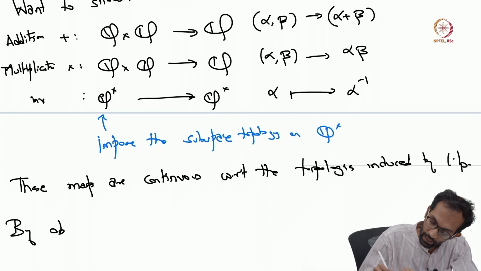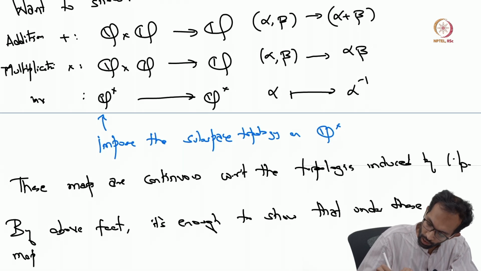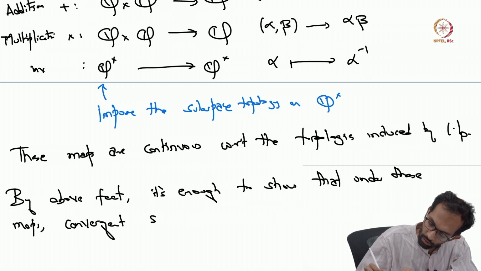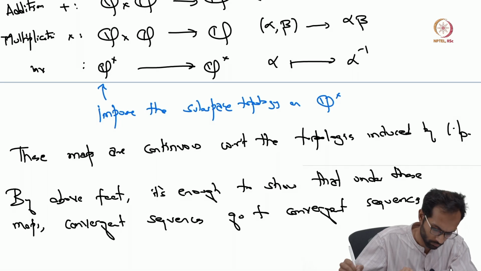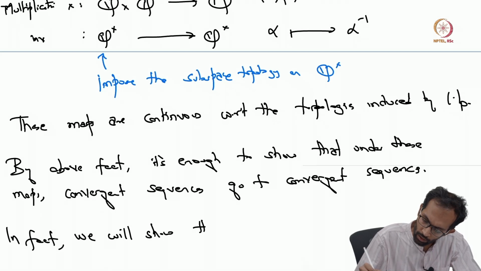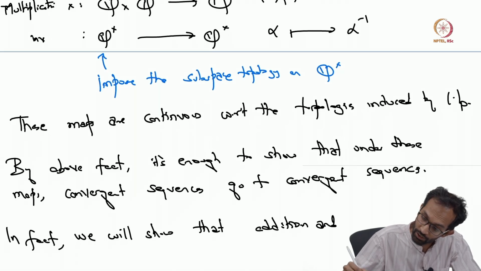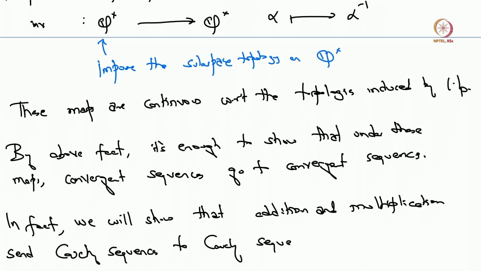Okay, and by the above fact, it's enough to show that under these maps, convergent sequences go to convergent sequences. Okay, and in fact, what we'll show is that addition and multiplication take, or send, Cauchy sequences to Cauchy sequences. Okay, so we'll see the proof of these facts in the next lecture. Thank you.